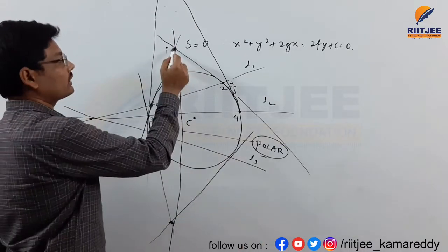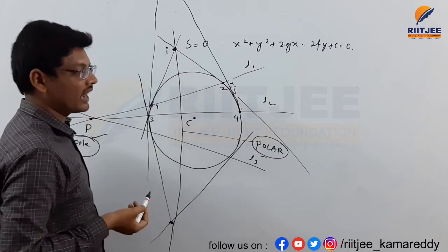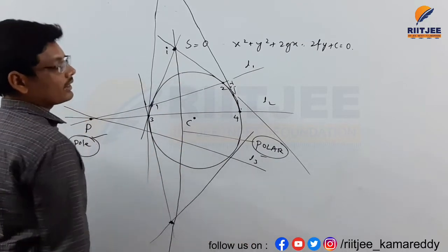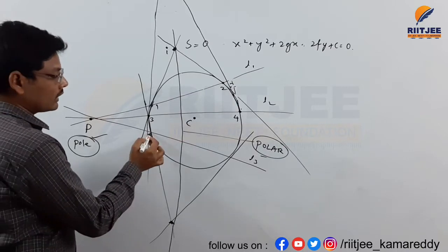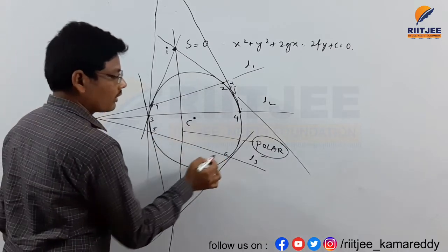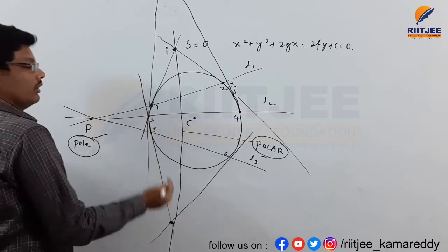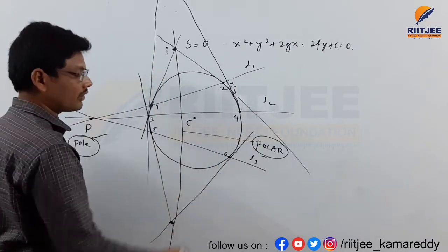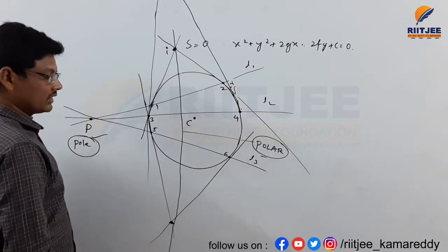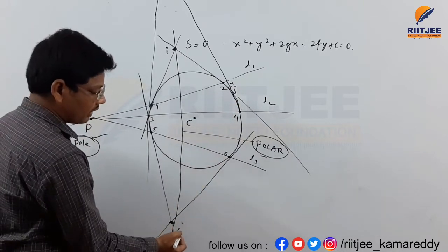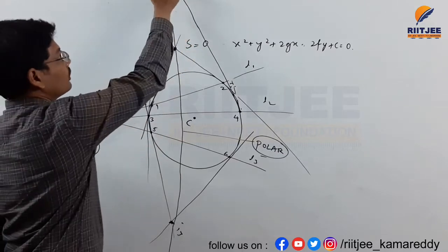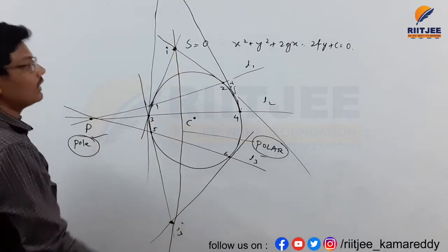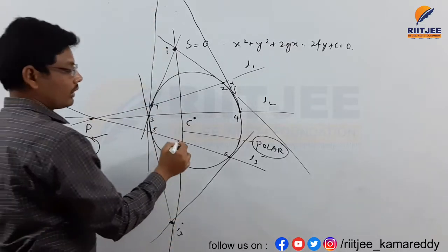The intersecting point of the tangent lines is considered I1, and next we are drawing one more secant line. From that again we are getting points of contact, and from those points we are drawing tangent lines. The intersecting point is called I3. This is I2, this is I3. So the locus of joining of all intersecting points is called the polar.